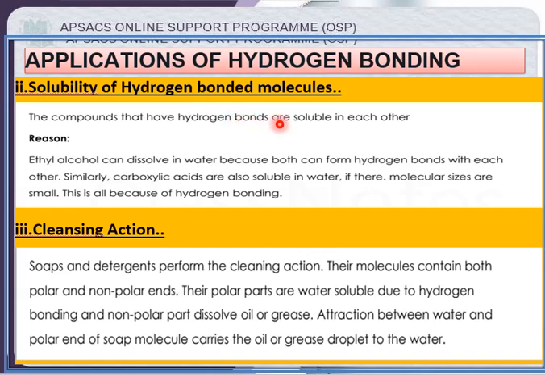The next is cleansing action. Soaps and detergents perform the cleaning action. Their molecules contain both polar and non-polar ends. Their polar parts are water soluble due to the hydrogen bonding, and the non-polar part dissolves oil or grease. Attraction between water and the polar end of the soap molecule carries the oil or grease droplet into the water. Cleansing action is due to the hydrogen bonding. Solubility is due to the hydrogen bonding.